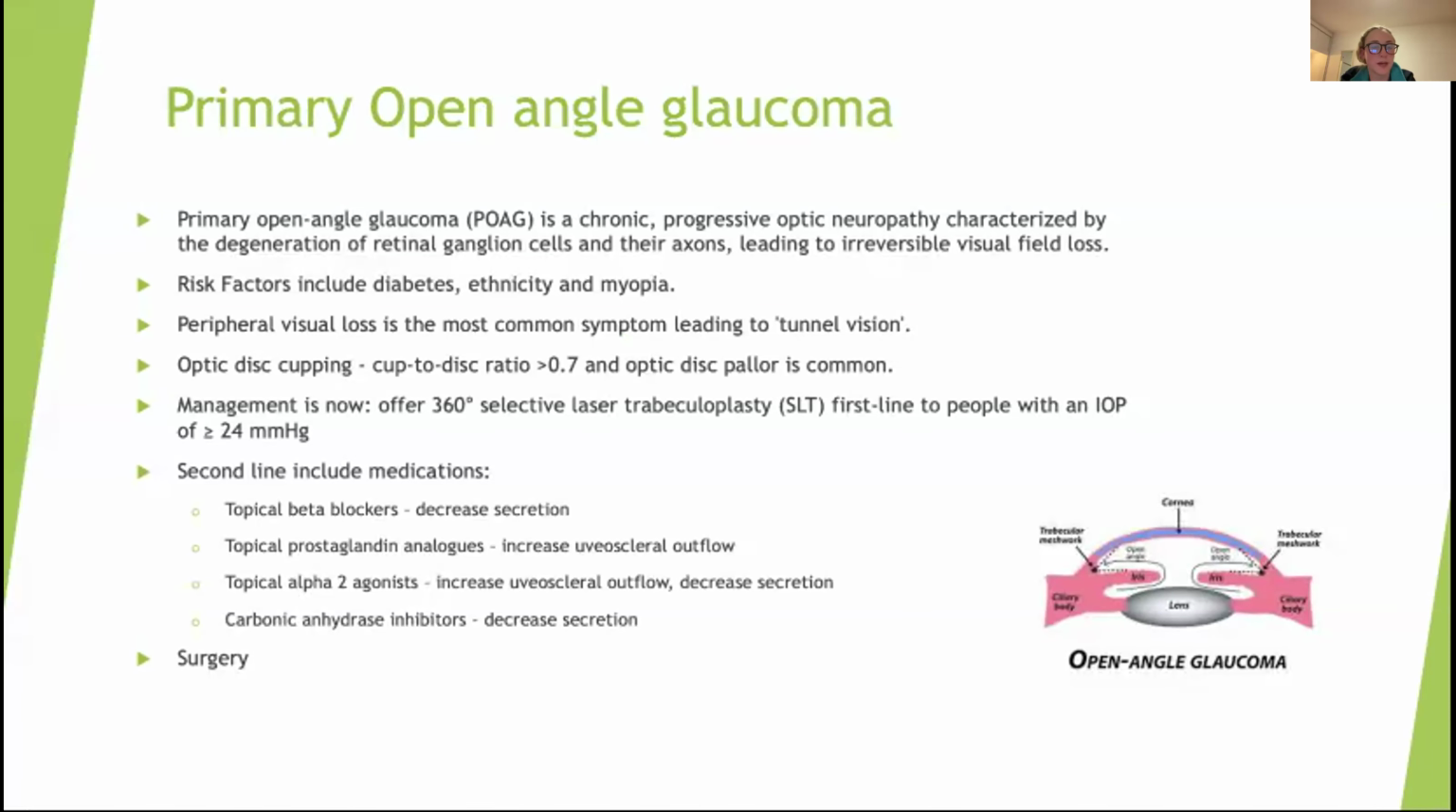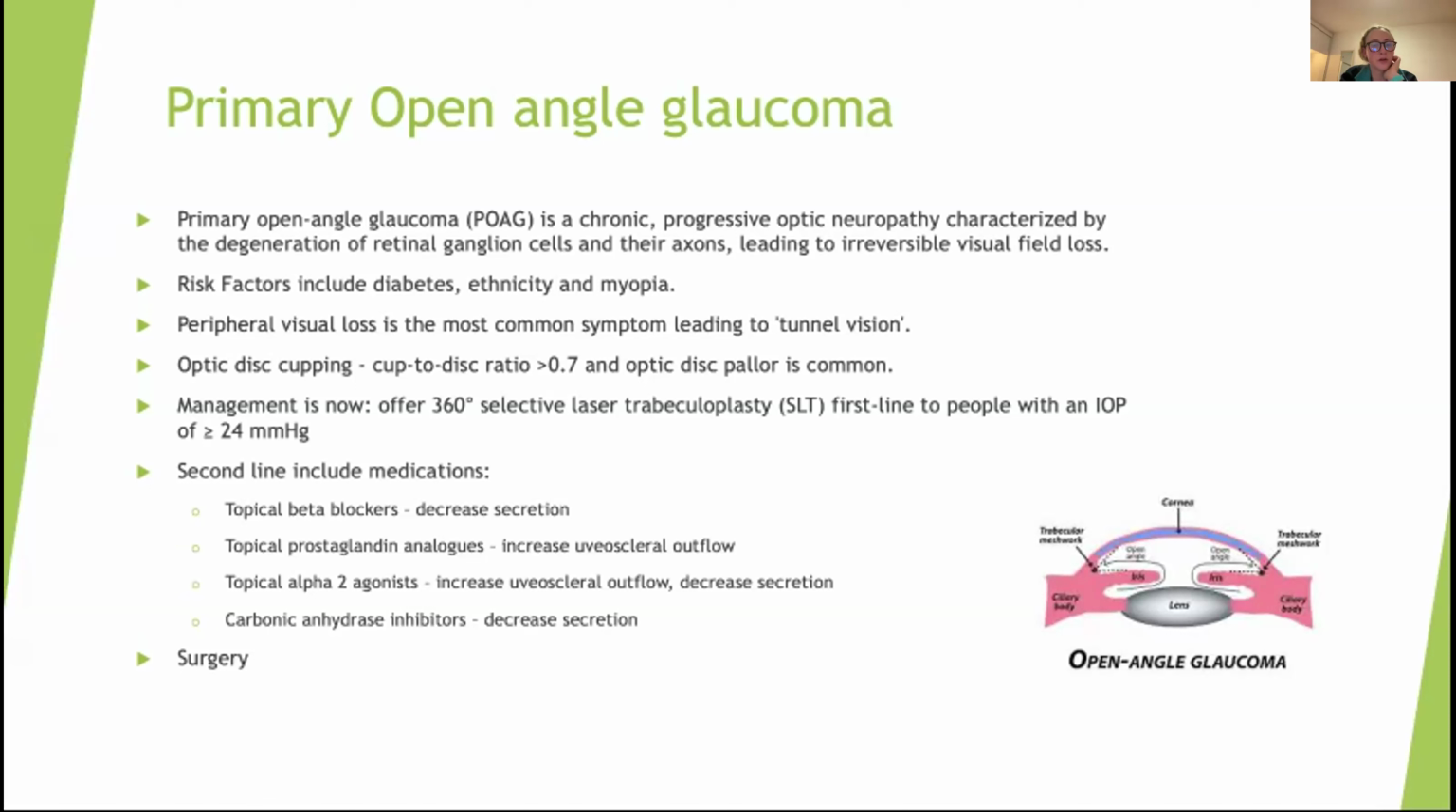So I know Amar spoke about acute angle glaucoma before, but primary open angle glaucoma, or chronic open angle glaucoma, is the degeneration of the retinal ganglion cells that leads to this irreversible loss of vision. The main risk factors are diabetes and myopia. I think it's also more common in Black patients than white patients and varies by ethnicity. But peripheral visual loss is the most common first symptom, and they get this tunnel vision.